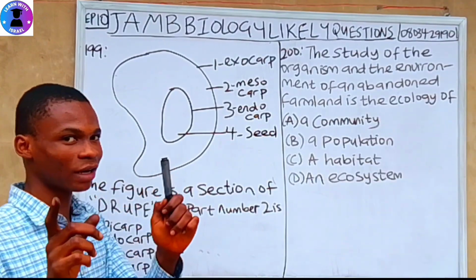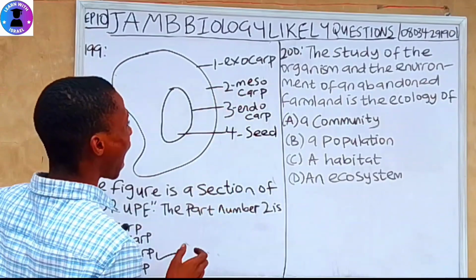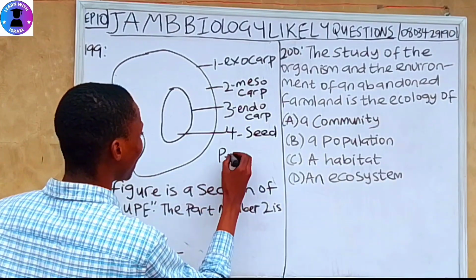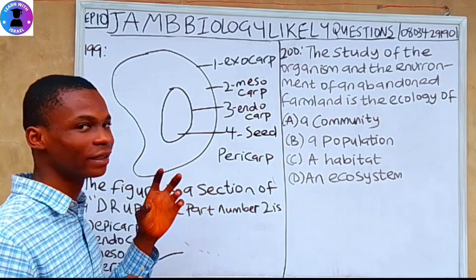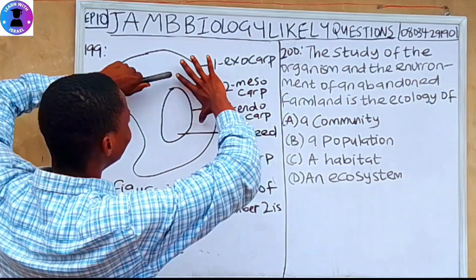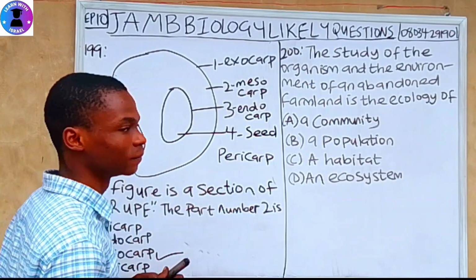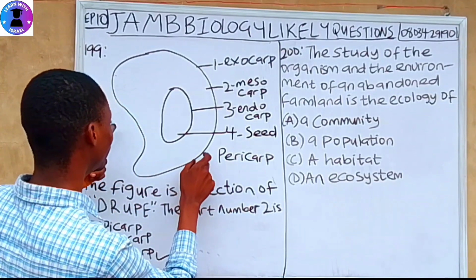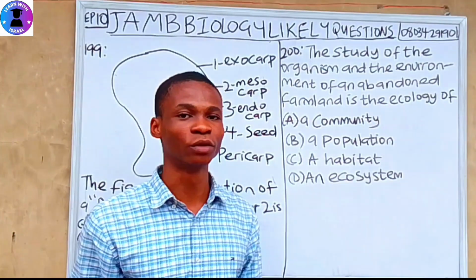And I want to tell you guys something. 1, 2, and 3 are all called pericarp because they are still the outer layer of the fruit. They are still the outer layer of the drupe. So guys, let's move to the last question for episode 10.